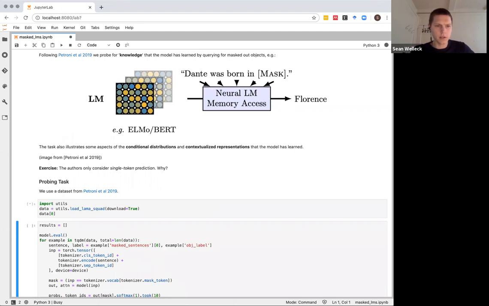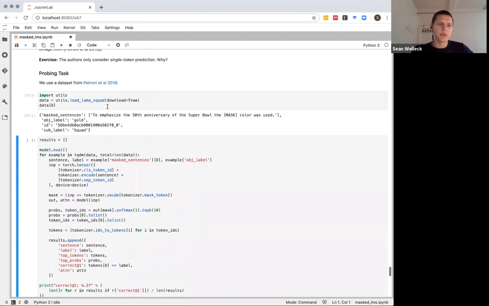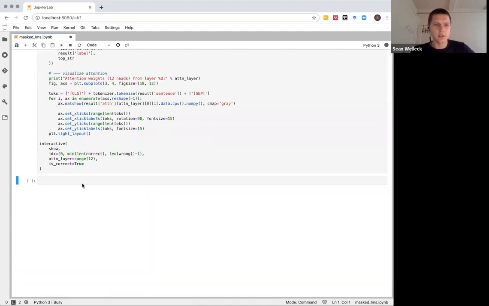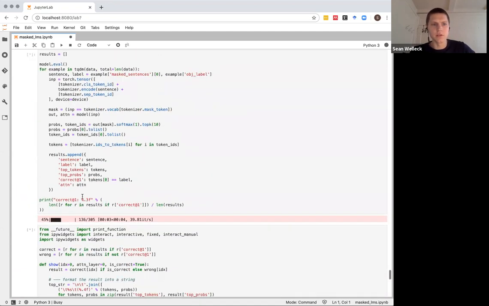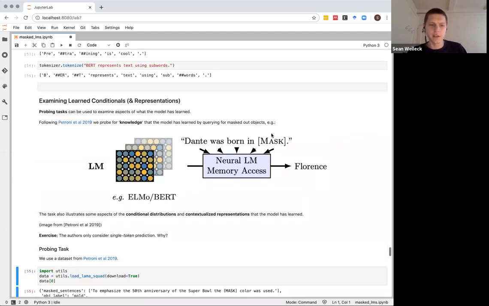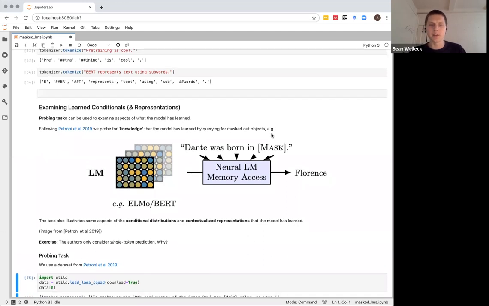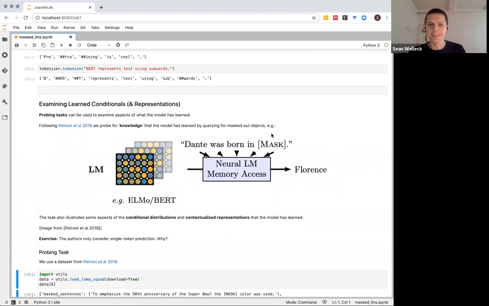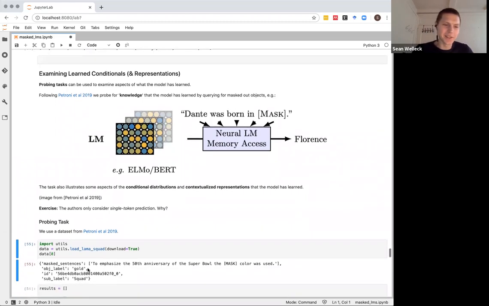So let's take a look at this. Here we're just downloading the data set. Let me kick this off because it takes just a few seconds. Here's an example from the data set. To emphasize the 50th anniversary of the Super Bowl, the mask color was used. Oh, I shouldn't have shown the answer. I could have asked, does anyone know, without looking, what the answer is? I guess it's too late. So the answer is gold.